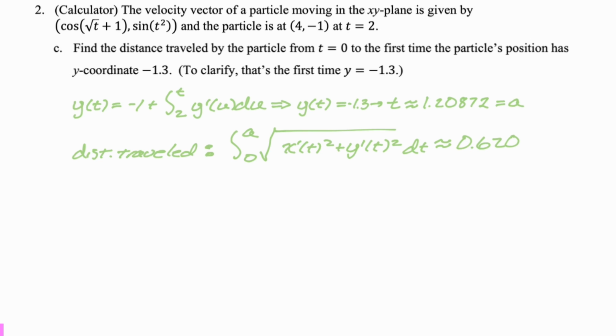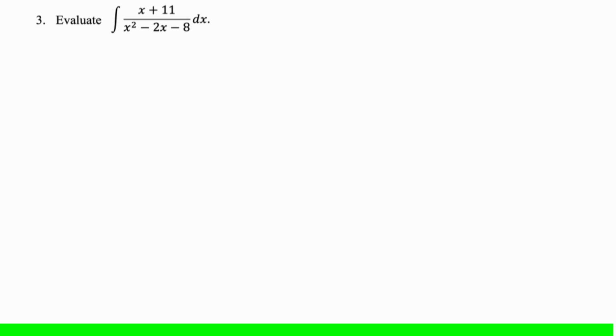All right, let's take a look at the next part. So we want to evaluate the integral of x plus 11 over x squared minus 2x minus 8. So initially, when I see something like this, I think u substitution and then reverse power rule, but you would get 2x minus 2 as du, and you don't have 2x minus 2 up top.